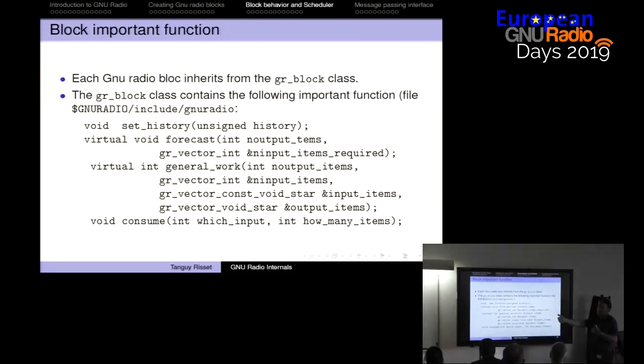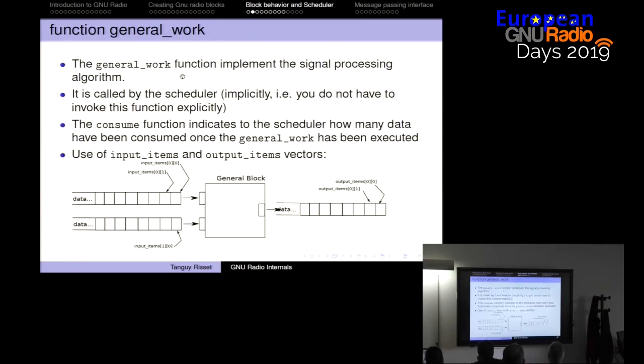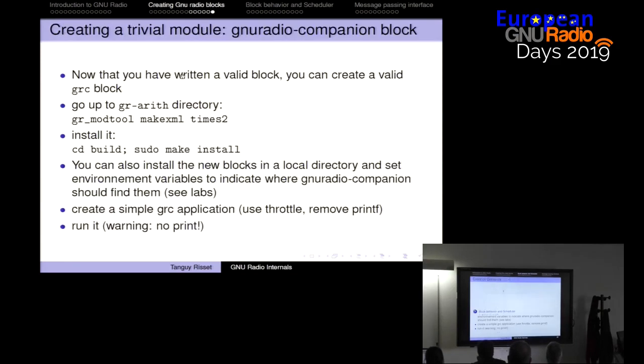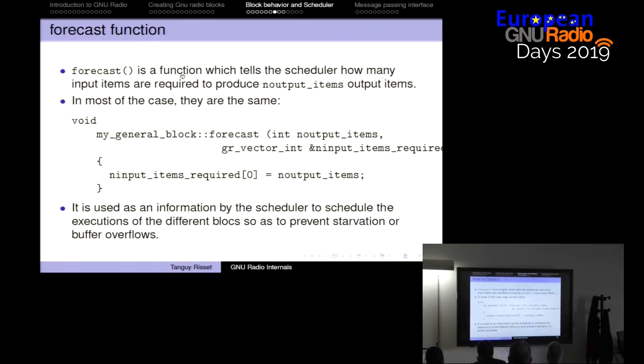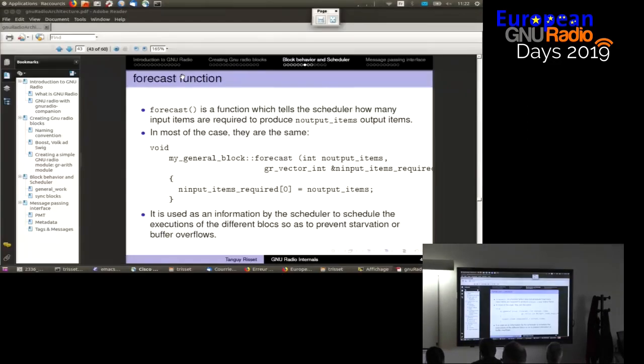You access the sample and then you continue. So you have to be careful not to forget things like the forecast function. If you forget to do that, GNU Radio will do nothing. It will loop infinitely without doing anything. So this is the kind of bug that we had this morning. So I think that now everybody can start the lab.